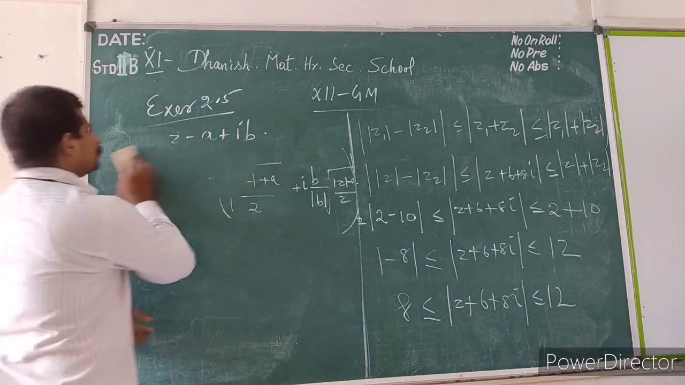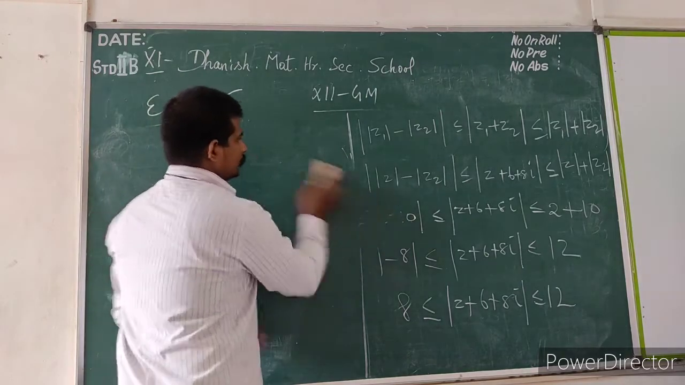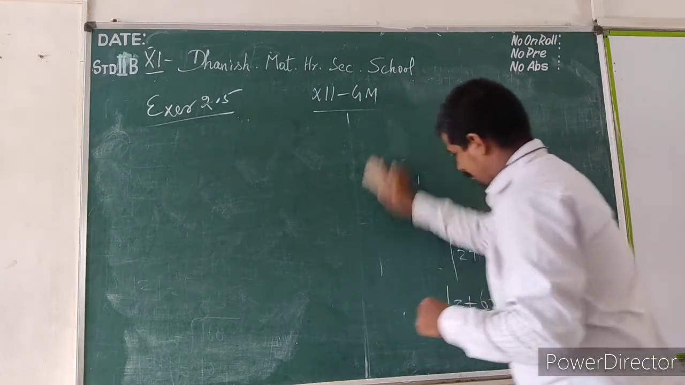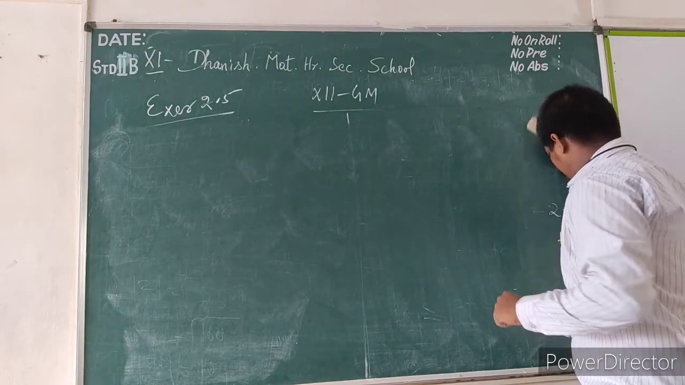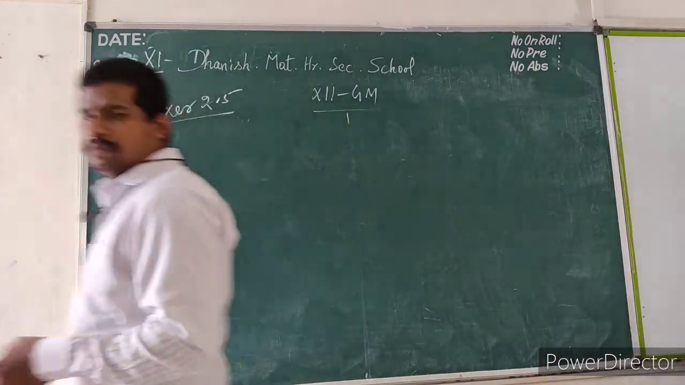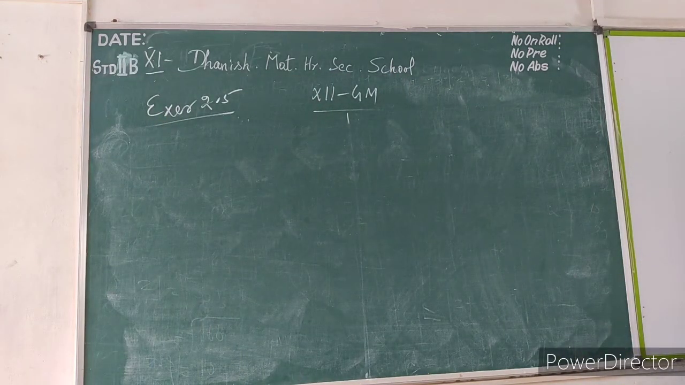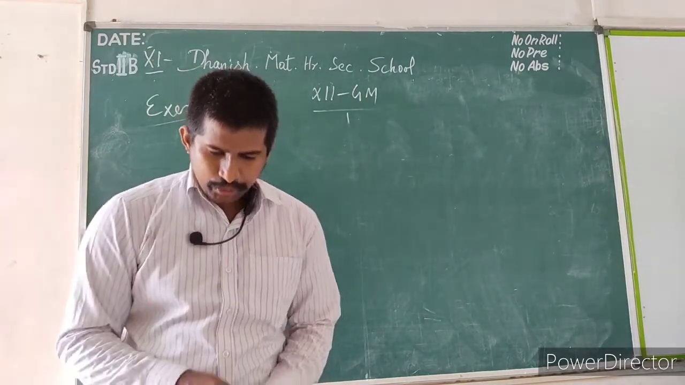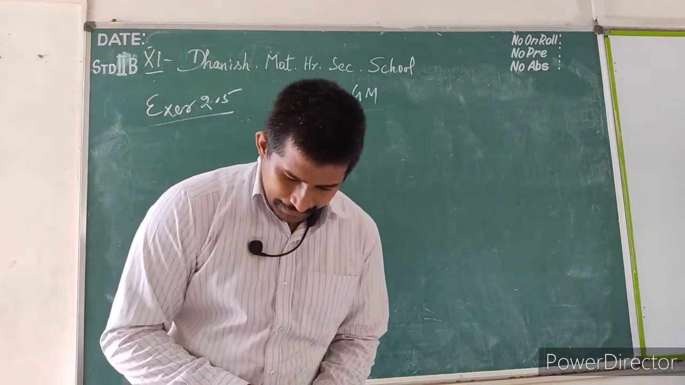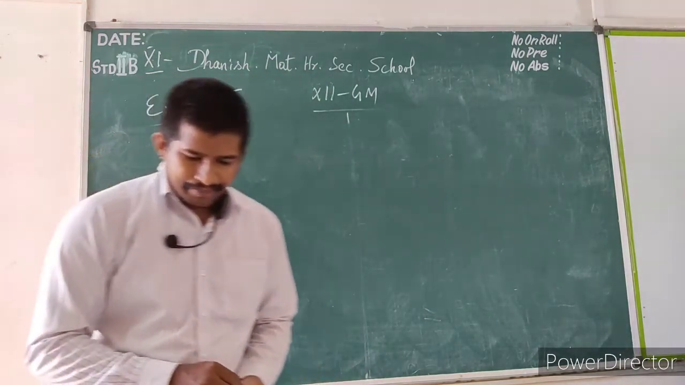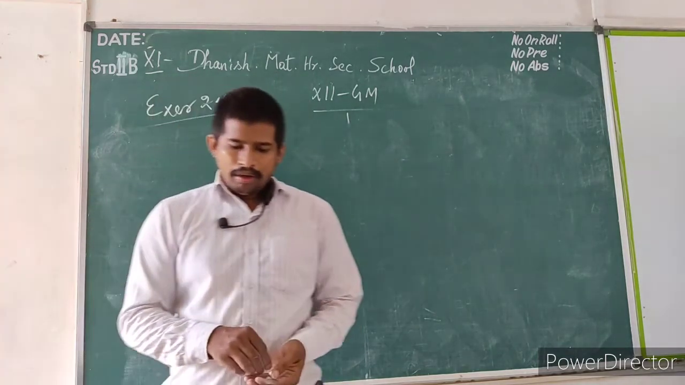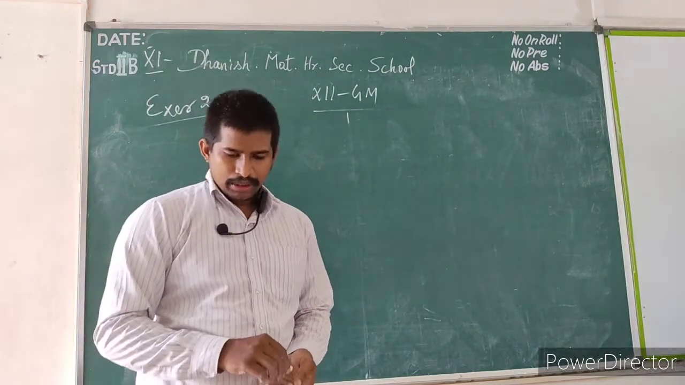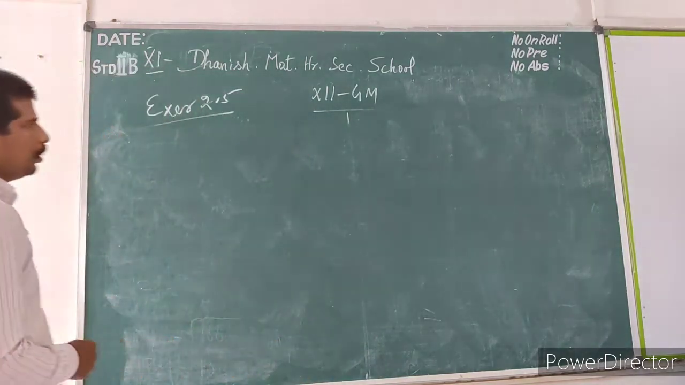Now we will do the sum problem. Look at your book, page number 72, exercise 2.5, problem number 10. Find the square root of. Here we have 3 problems. Now I am going to do the first one. Second and third you can do as homework.